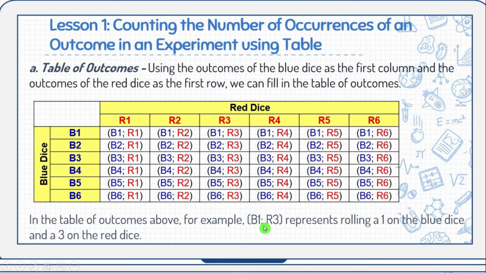Okay, so in the table of outcomes above, for example, we have B1 R3, blue 1, red 3, represents the rolling a 1 on the blue dice and a 3 on the red dice. So, ibig sabihin nito, pag roll po natin ng dice, siguro ang resulta ay si blue ay 1, tapos si red ay 3. So, based sa kanilang mga possible outcomes, isa lang yung resulta na blue 1 at saka red 3. Okay, so this is for our letter A. Gumawa po tayo ng table of outcomes.